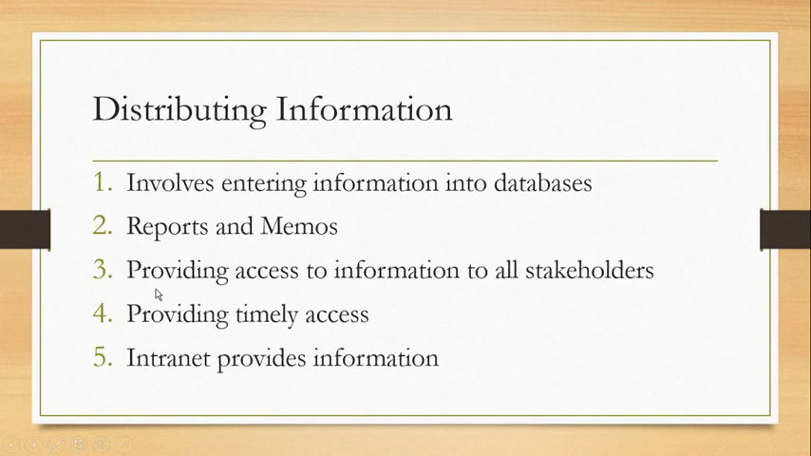Third is related to providing access to information to stakeholders. It should not happen that the information is only available to the people at the top end, in very high positions, while other people who require the information cannot access it. Then it's a problem. For distribution, it has to be available and accessible to the stakeholders, the people who require the information. Fourth is related to providing timely access.